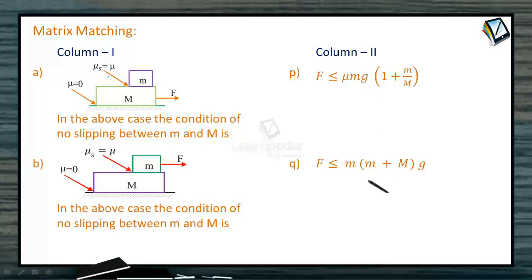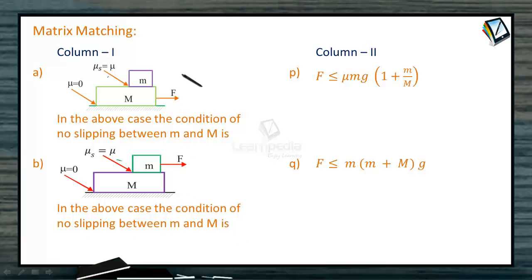The four options are given as P, Q, R, S. F is less than or equal to mu mg (1 plus small m by capital M), and F is less than (small m plus capital M) into g. In question number 2, again small m and capital M as shown in the figure, same friction mu. In the above case, the condition of no slipping between small m and capital M is.